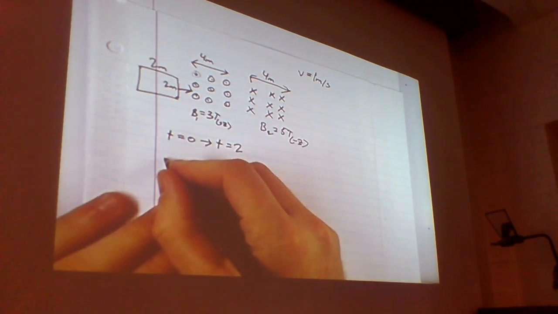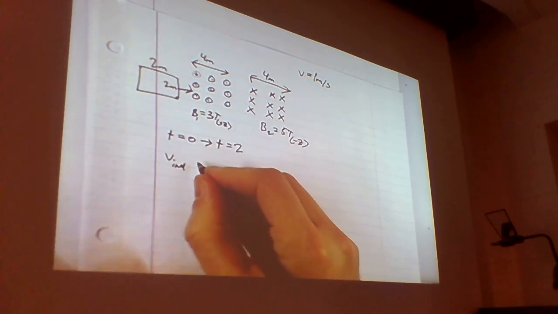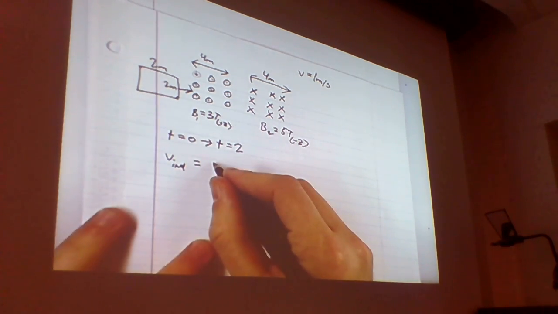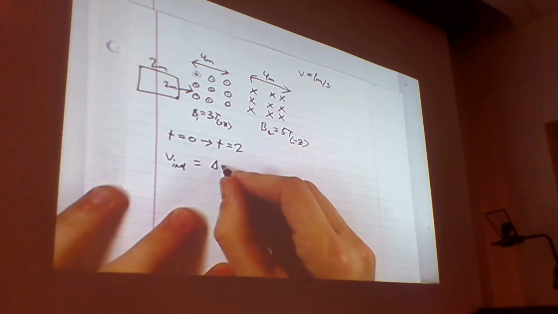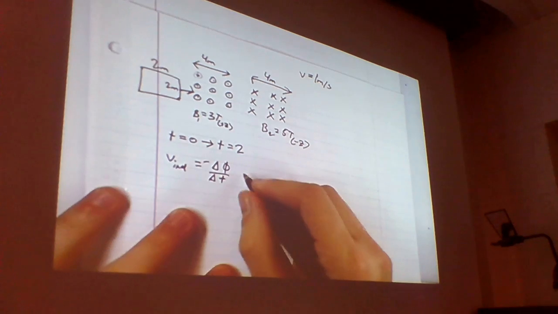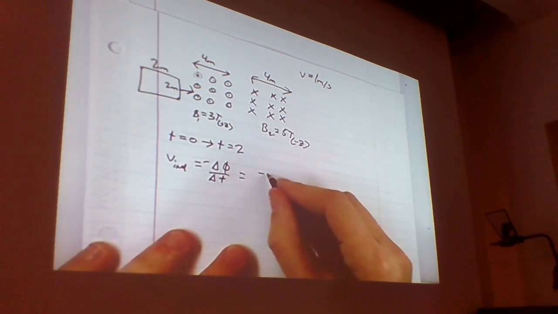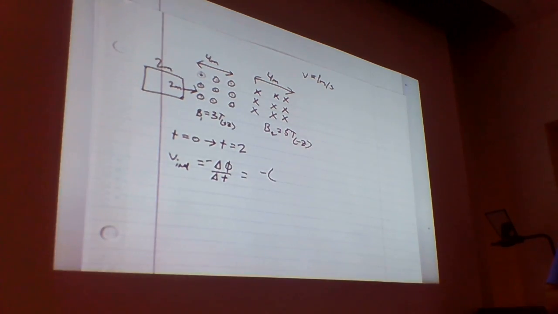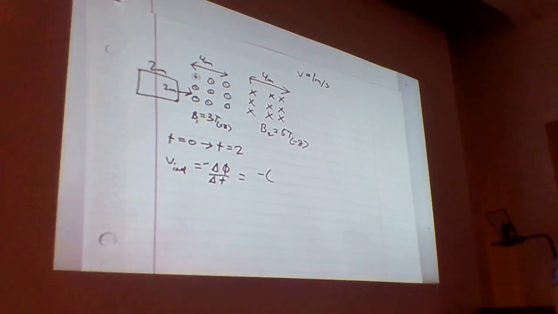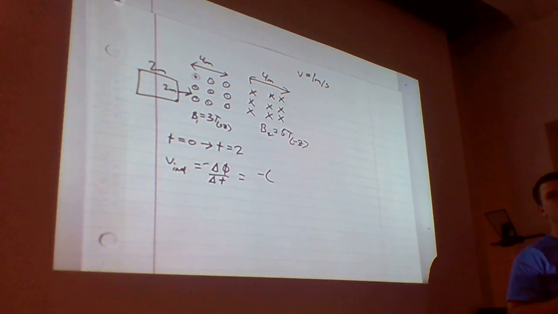So, our V induced is going to equal negative change in flux over change in time. And so that's going to equal negative our final flux is going to be, what is it? Something K. I don't know. Do you want me to look it up? I don't have a calculator. Oh, I'm not gonna do it all. I can get you a calculator. Give me my notebook too.